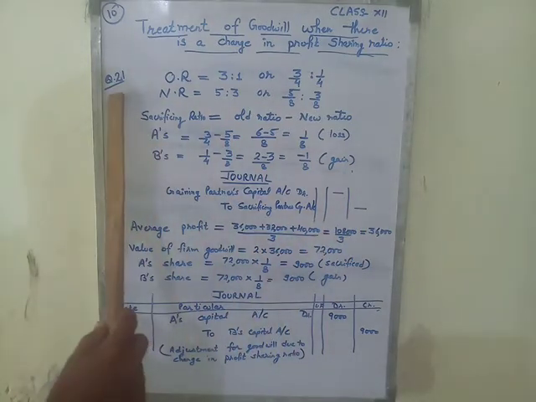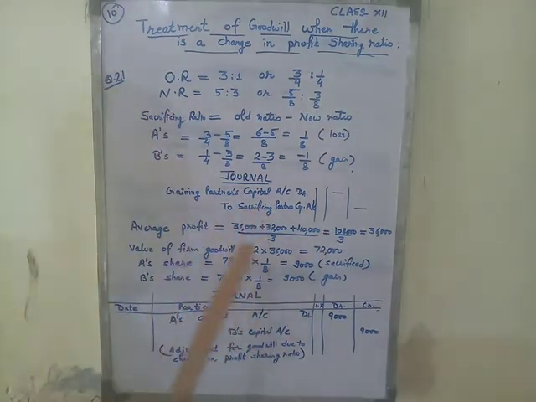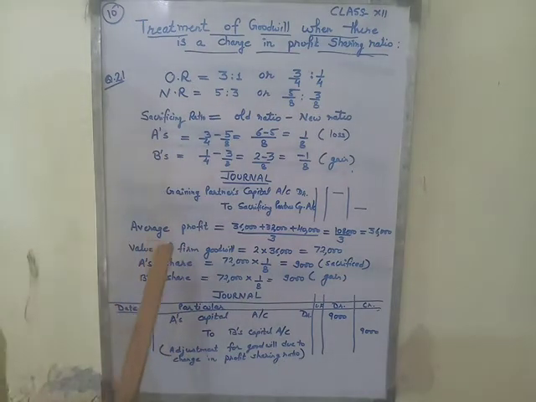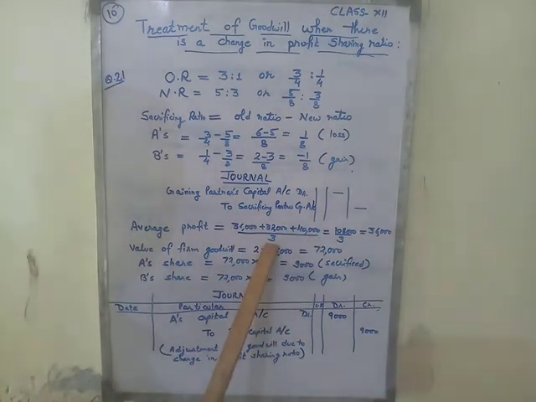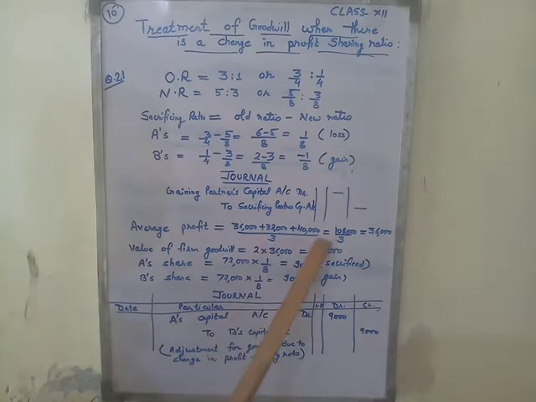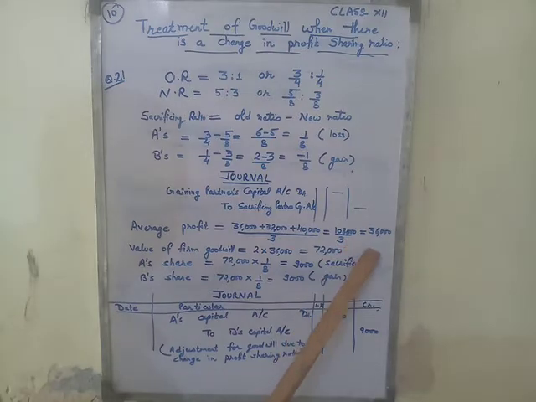In question number 21, we have also calculated the goodwill with the help of the average profit method. In the average profit method, the sum of all three years' profit is divided by 3. So the sum of three years' profit is 1,08,000 divided by 3, that is 36,000.